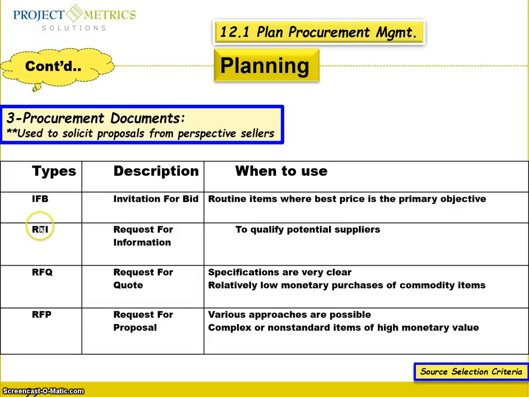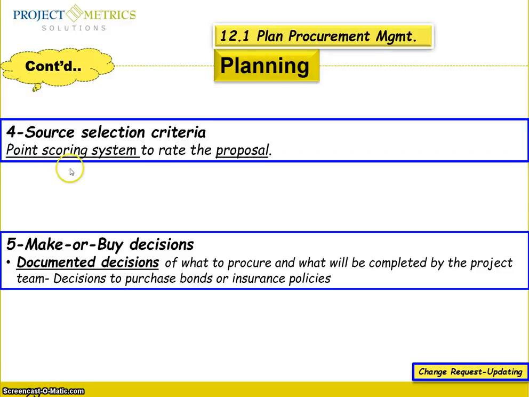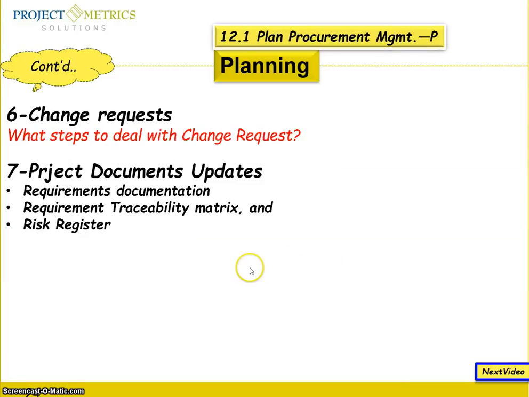You look at it, familiarize yourself with it, and then you have source selection criteria, which is a point scoring system to rate the proposals coming from different sellers. And then you have to document your decision in terms of make or buy decisions. So, a documented decision of what to procure and what will be completed. The last things in the output: you're going to have change requests and updates to your project documents, requirements documentation, requirements traceability matrix, and risk register.